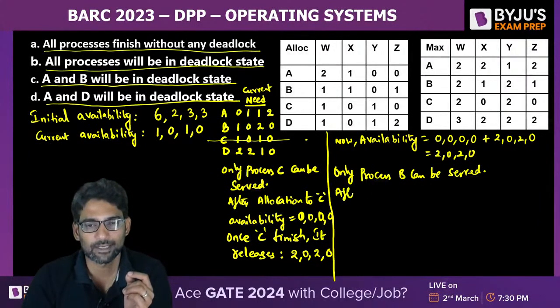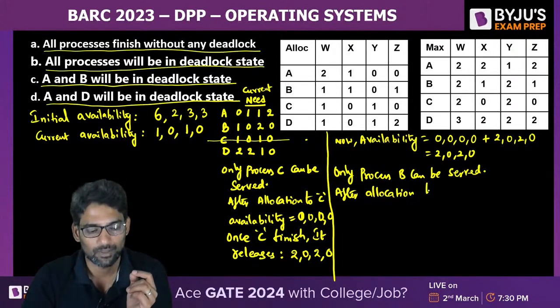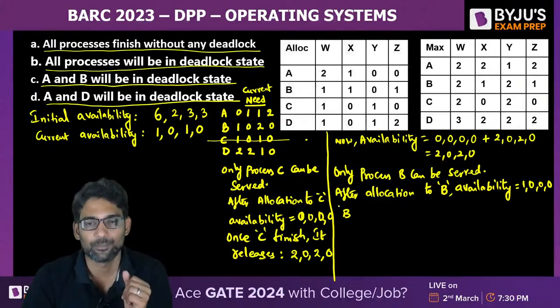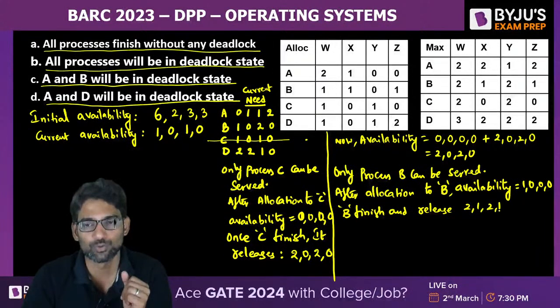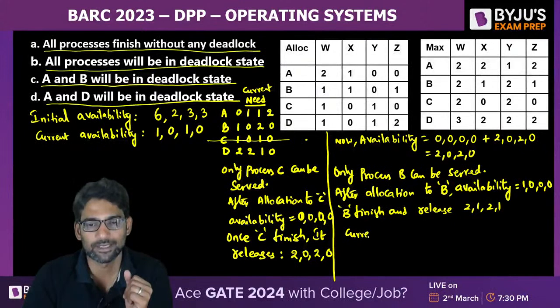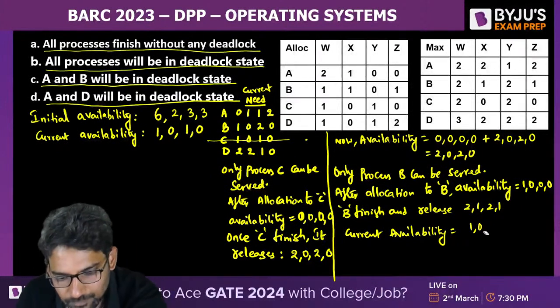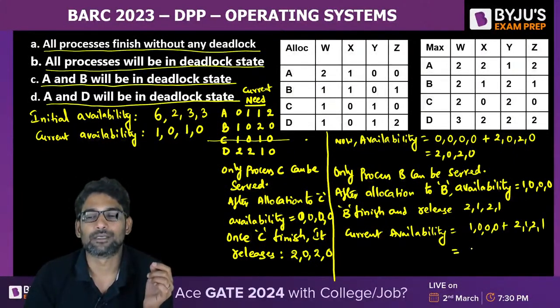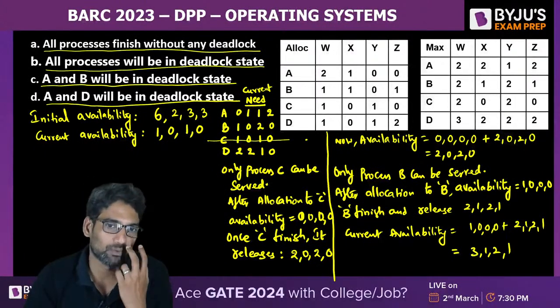Right? Now, after allocation to B, what would be the availability? From 2020, I am giving 1020. So, 1000 will be availability. Now, B finishes its execution and releases 2121. So, what would be the current availability now? Latest availability. So, current availability becomes 1000 plus 2121, that is 3121. Now, can you serve A?